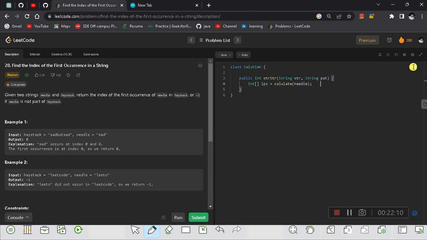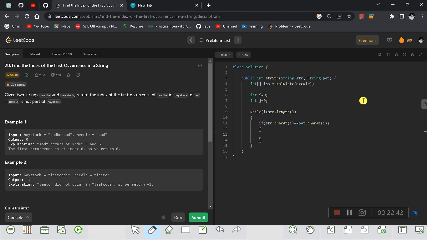Now I have my LPS array. I hope you have noted whatever I have explained, because I'm not going to switch between the board and my screen again and again. I'm going to have my index i as 0 and my index j as 0. While i is smaller than str.length, if str.charAt(i) is equal to pattern.charAt(j), then we simply increase our i and j pointers. I have already told you this, no need to explain again.